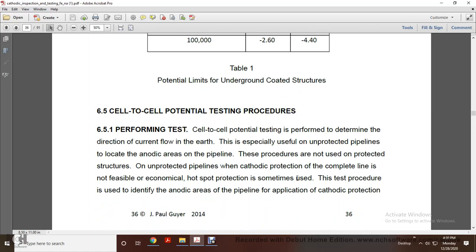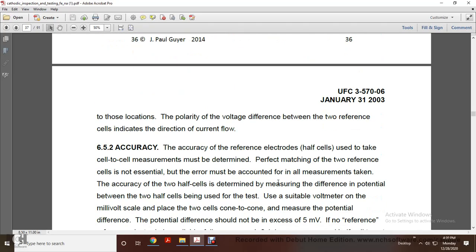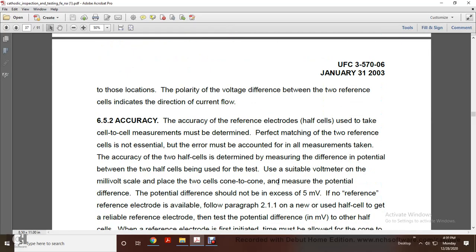6.5 Cell-to-cell potential testing procedure. Cell-to-cell potential testing is performed to determine the direction of current flow over the earth, especially over unprotected pipelines located within the anodic area of the pipeline, as pursued with the protected structure, or unprotected pipelines under cathodic protection, or complete lines where economical protection is not feasible. Sometimes the test procedure identifies anodic areas of the pipeline for application of cathodic protection. The polarity of the voltage difference between the two reference cells at those locations indicates the direction of the current flow.